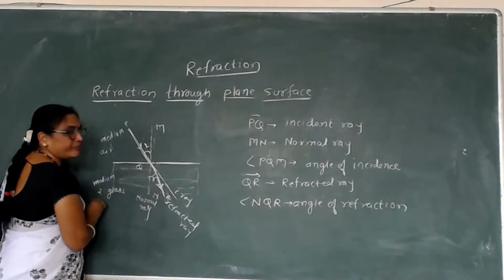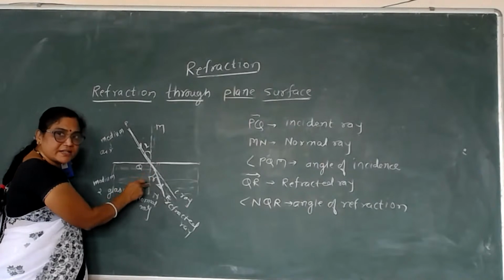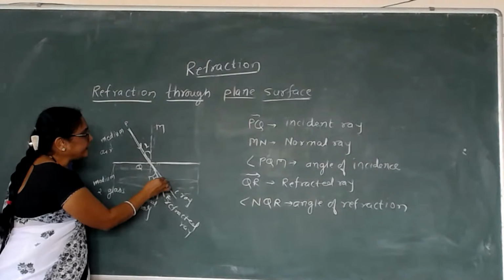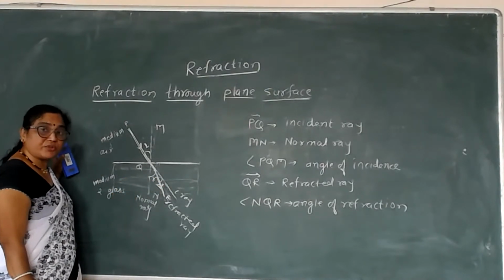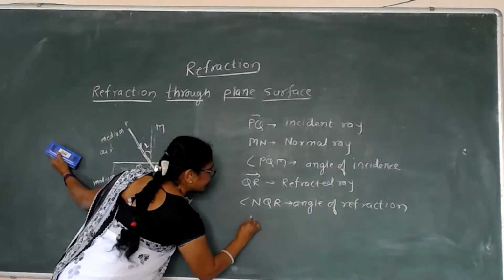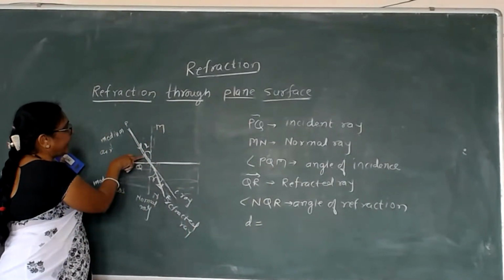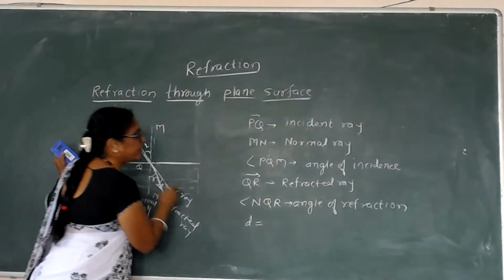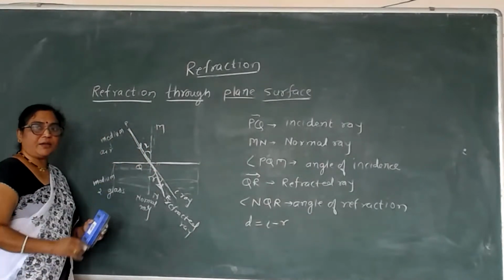Actually, the angle of incidence and angle of refraction would both be the same, but due to the change in medium, the angle changes, and that change in angle due to the change in medium is known as deviation. Therefore, deviation in this figure, D, is equal to... where the angle of incidence is more than the angle of refraction. Therefore, D is equal to I minus R.